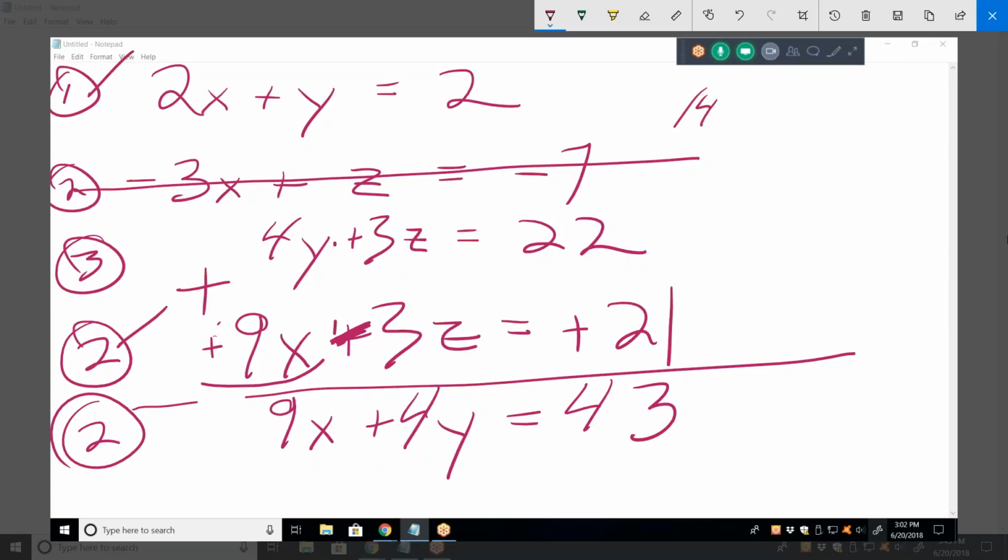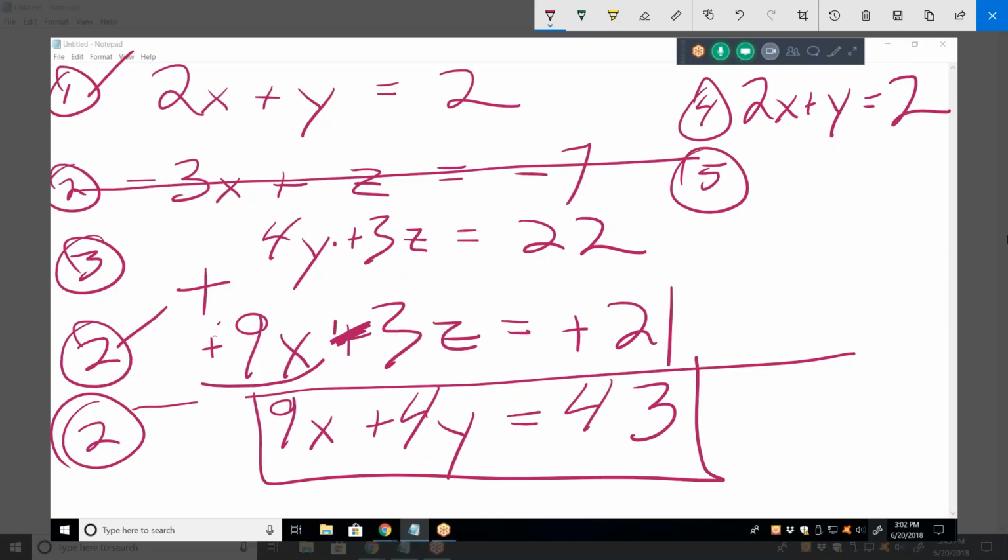Equation number 4 is the top one: 2x plus y equals 2. Equation number 5 is what I produced down there that only has x's and y's in it. In other words, I don't want any more z's because now I have two equations, two unknowns, and I know I can solve that system of equations. So how do I do it?